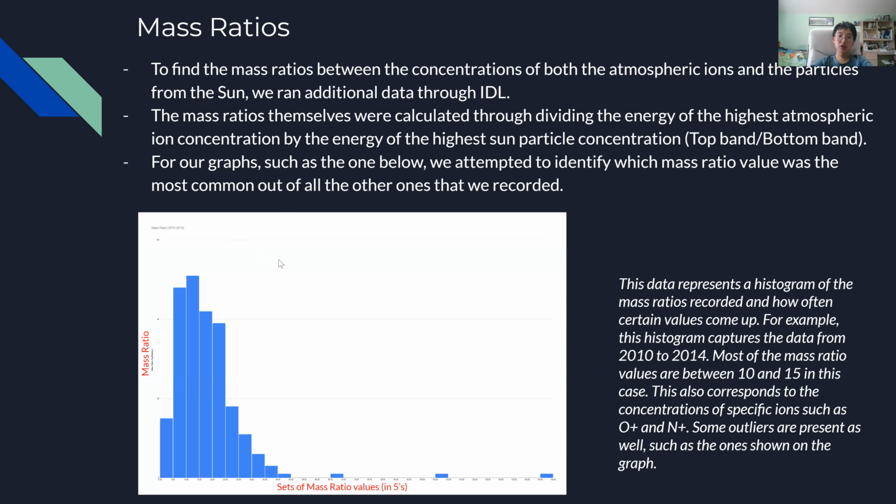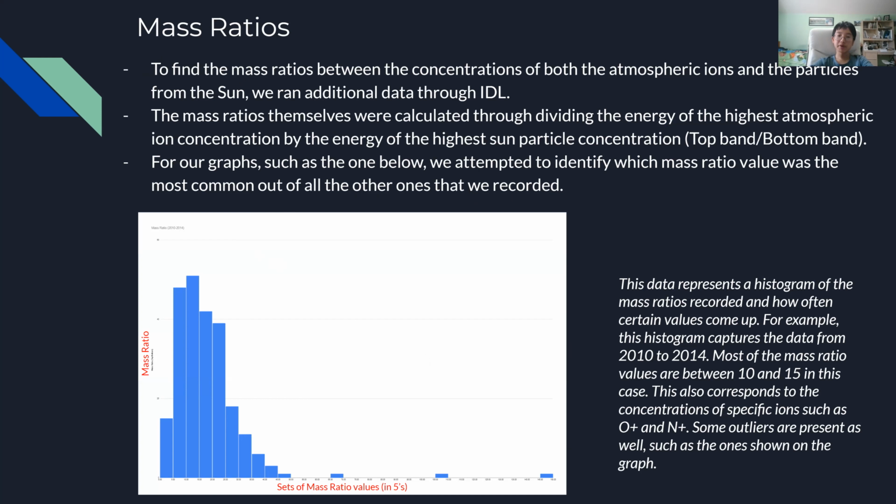So for our mass ratios, we were able to find the mass ratio between the concentration of both the atmospheric ions and the particles in the sun, storing additional data through the IDL program. The mass ratios themselves were calculated through dividing the energy of the highest atmospheric ion concentration by the energy of the highest sun particle concentration.